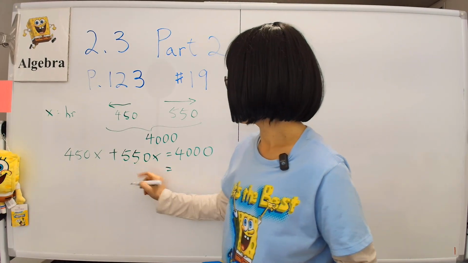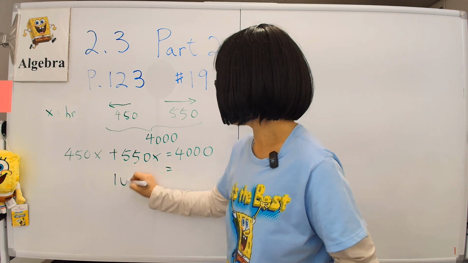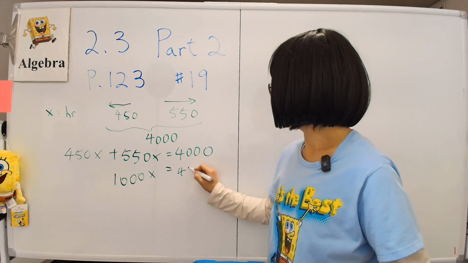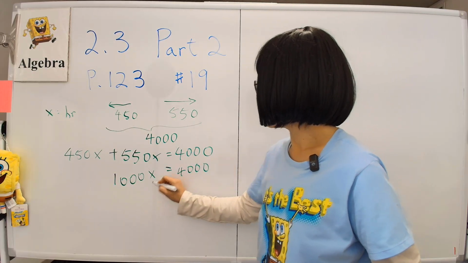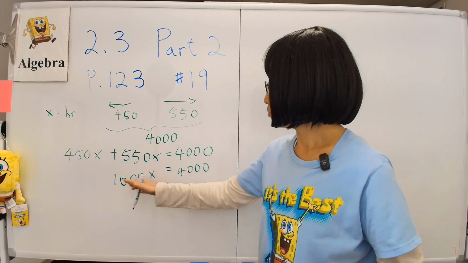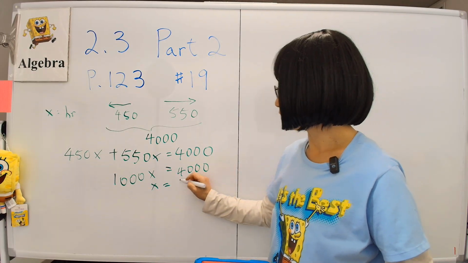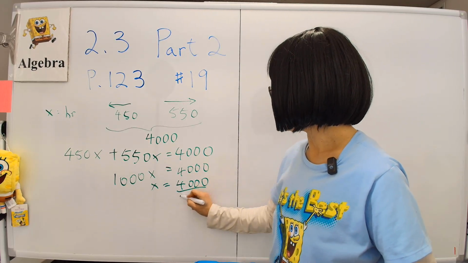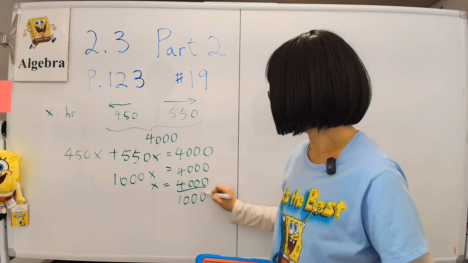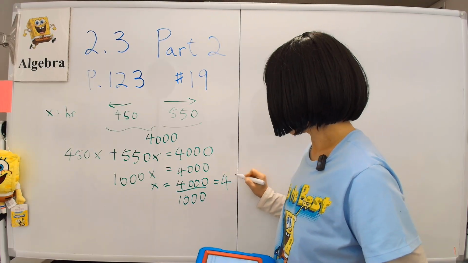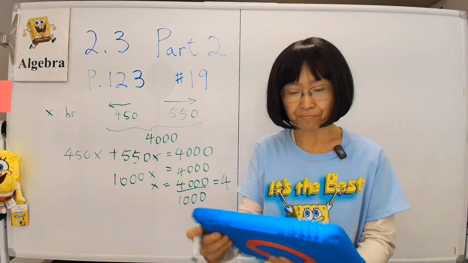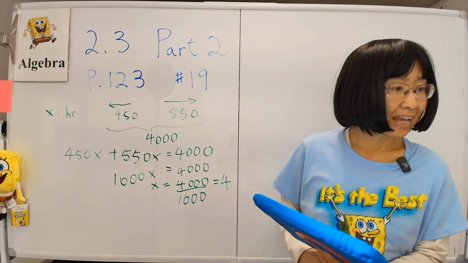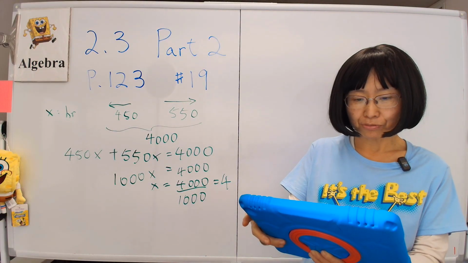450 plus 550, that's 1,000. That will be 1,000x equals 4,000. And then for our x, we push the 1,000 down here to be dividing 4,000. It will give you 4 hours. If we divide by 1,000, that would be 4 hours, and that is the answer. Now let's check, yep, that is correct. So that's that. And next, let's look at problem 21.